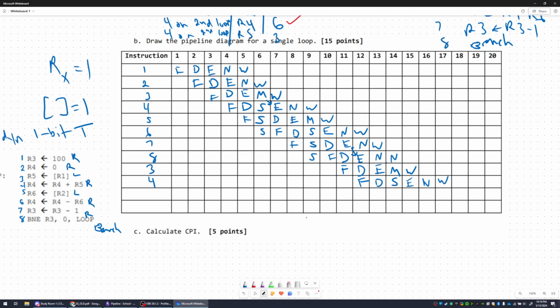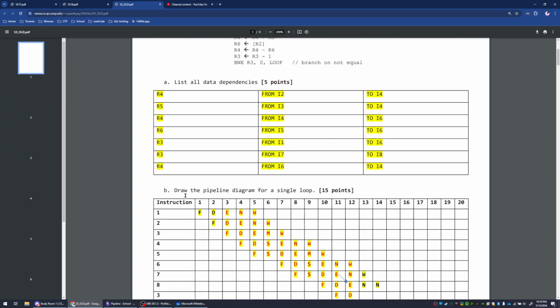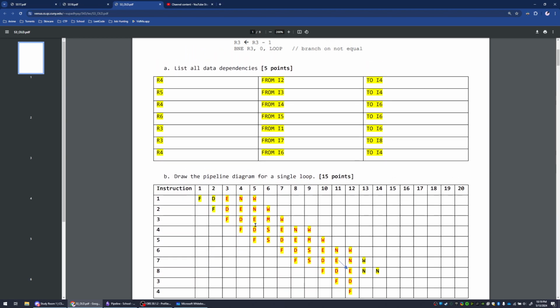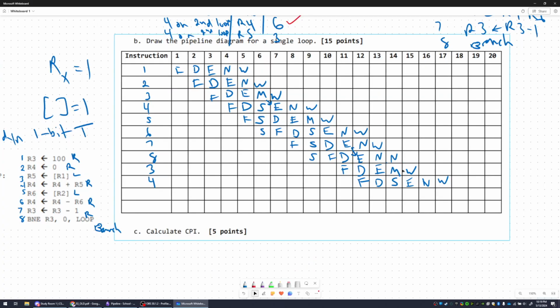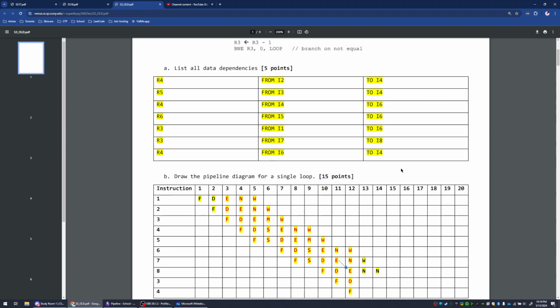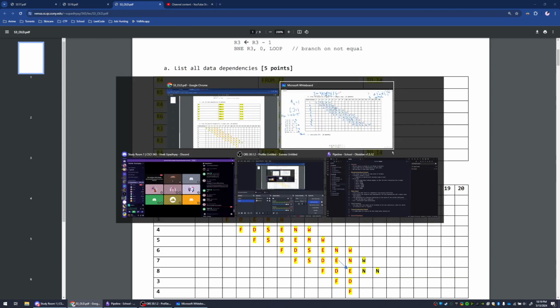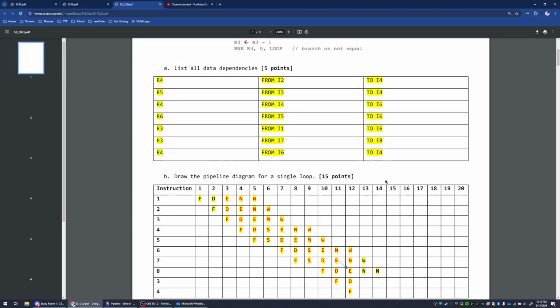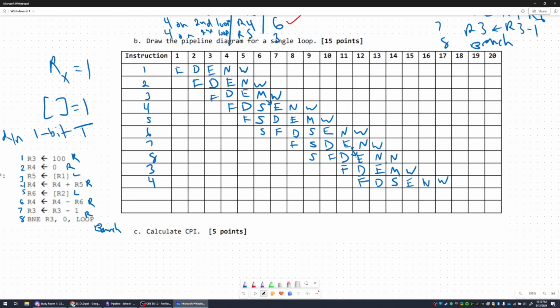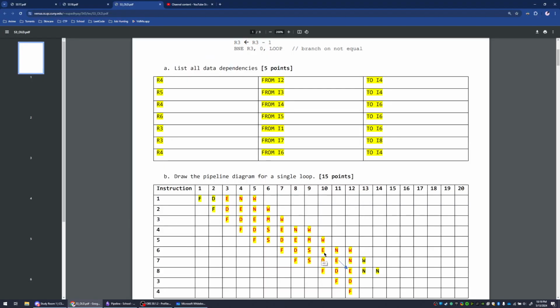Okay. So calculate the CPI. Let me see if the chart is right, actually. Let's see. 14. He didn't finish the chart. 11 to 12. Did I do that? Oh, 11 to 12. Okay. Chart looks right.